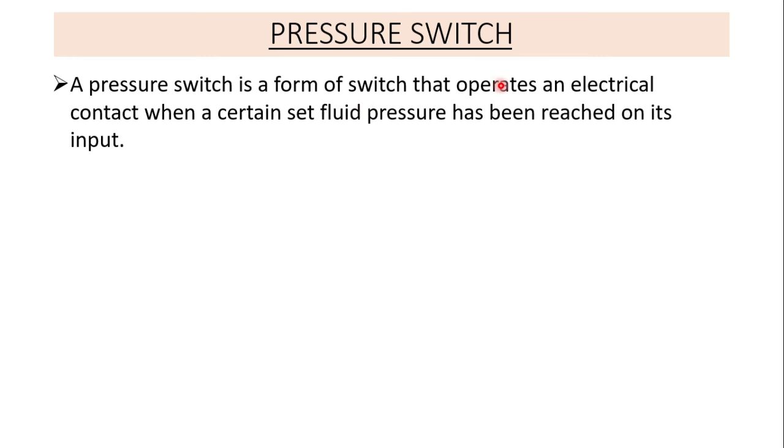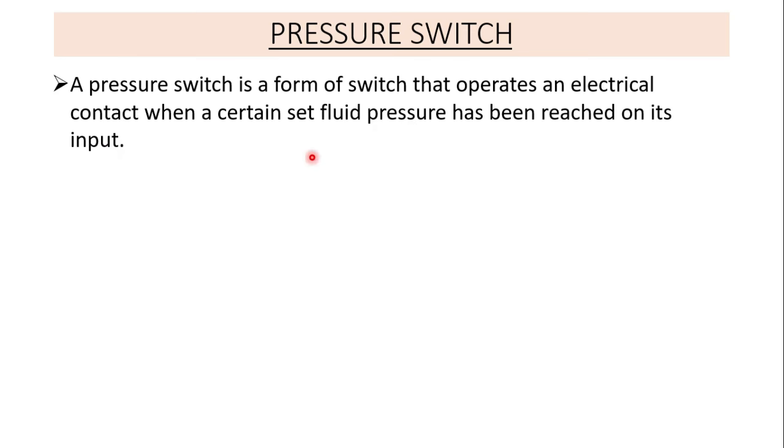So basically what is a pressure switch? A switch that is related to pressure. A switch that operates on the basis of pressure is called a pressure switch. It depends on the pressure of any fluid, like air. A pressure switch is a form of switch that operates electrical contacts when a certain set fluid pressure has been reached on its inputs.